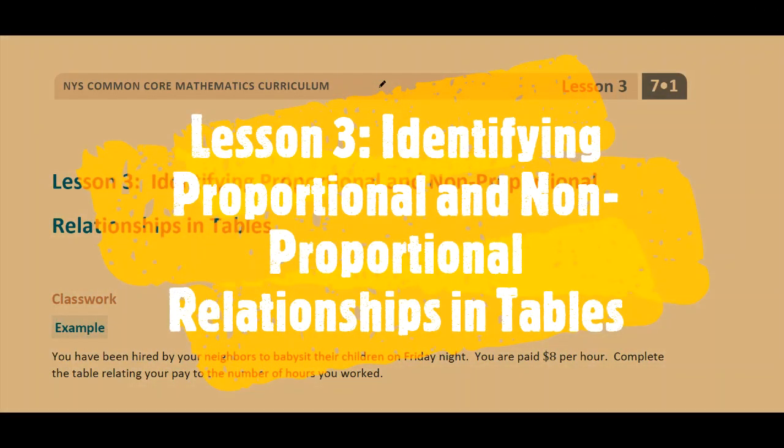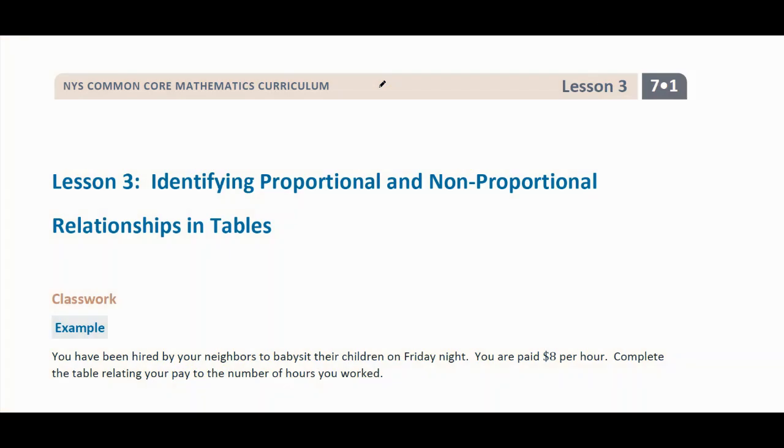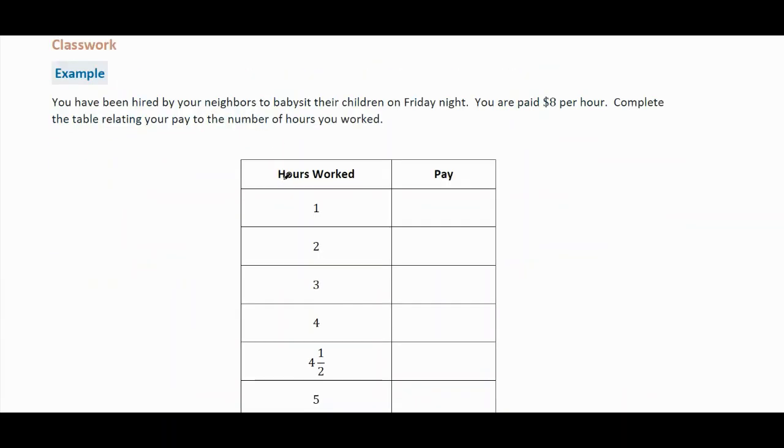Alright, guys, let us now jump to lesson number 3: identifying proportional and non-proportional relationships in tables. This one is pretty easy because you have totally understood lesson number 2, and the same goes with lesson number 1. So without any further ado, let us go.